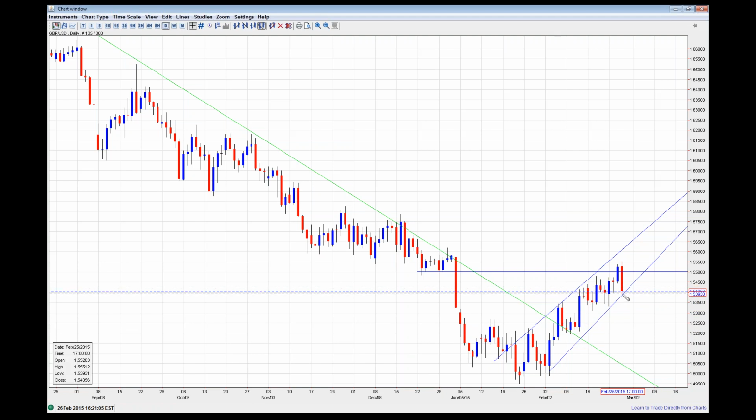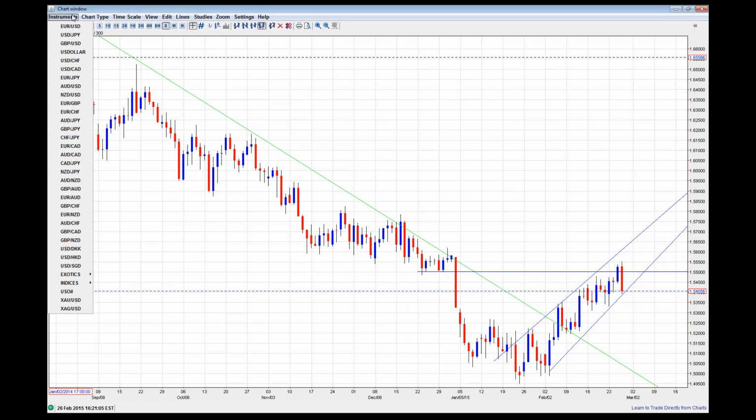I want to see, is it going to break below this support line and continue on lower, or is it going to try to gun for 1.55 again and finally break out? So keep watching those.